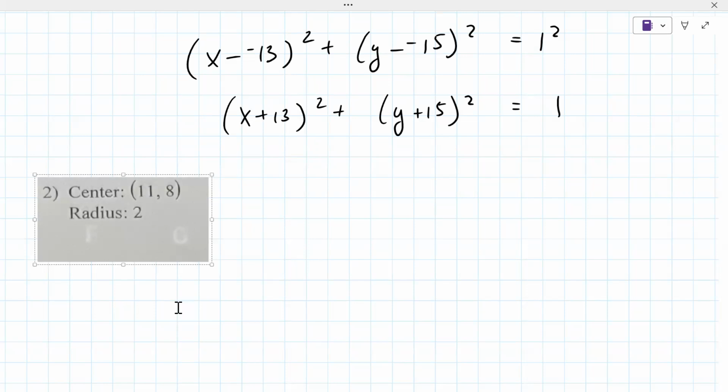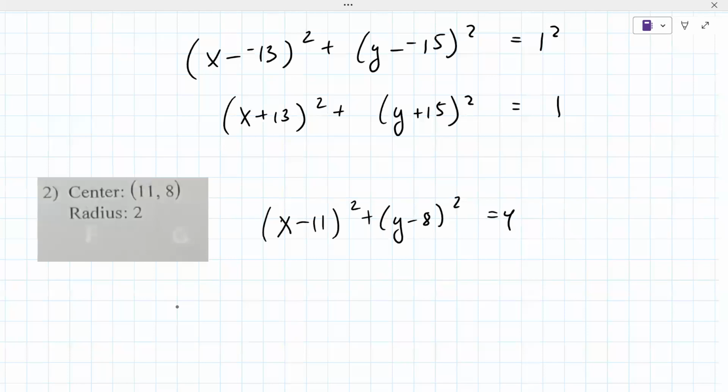Okay, (x - 11)² + (y - 8)² = 4. That is correct. Good.